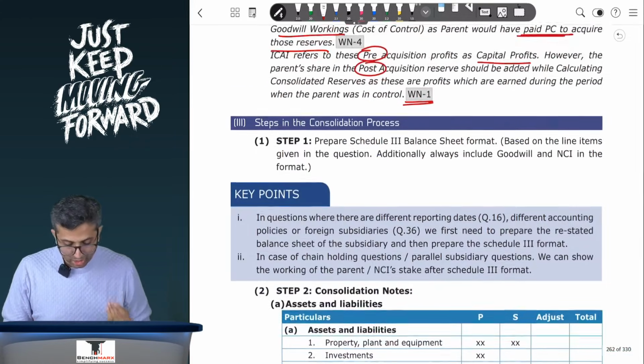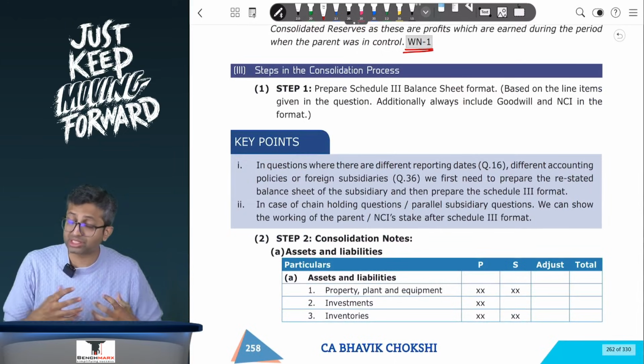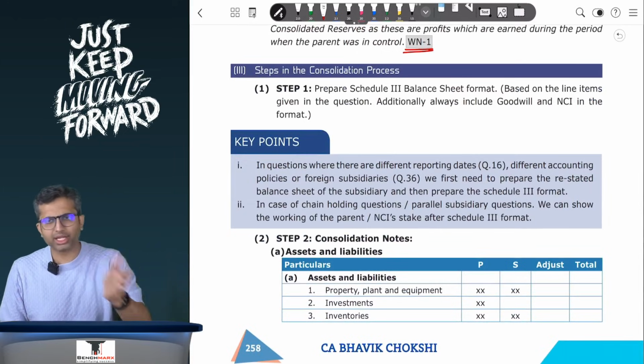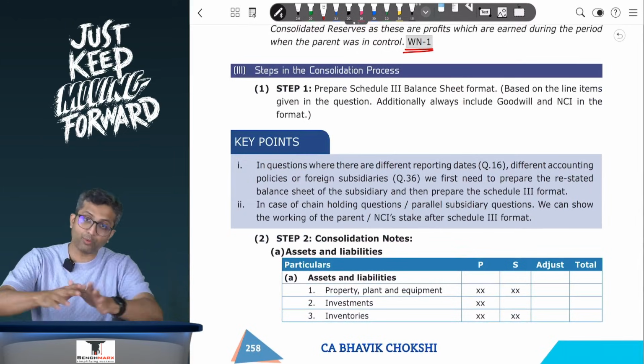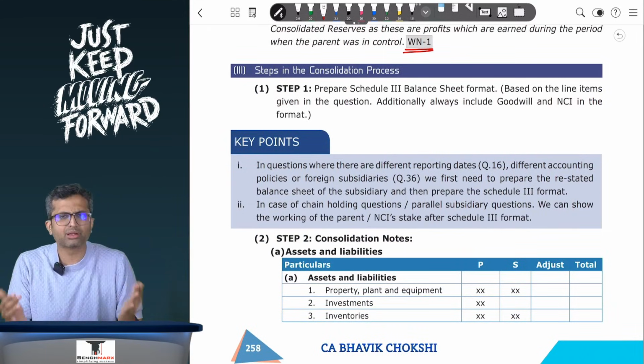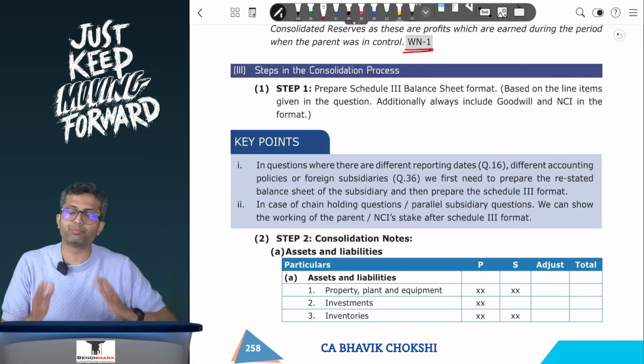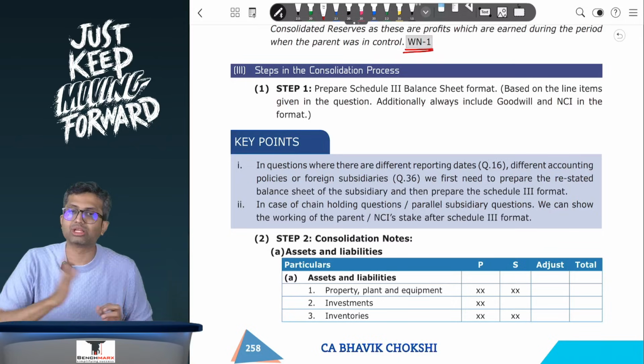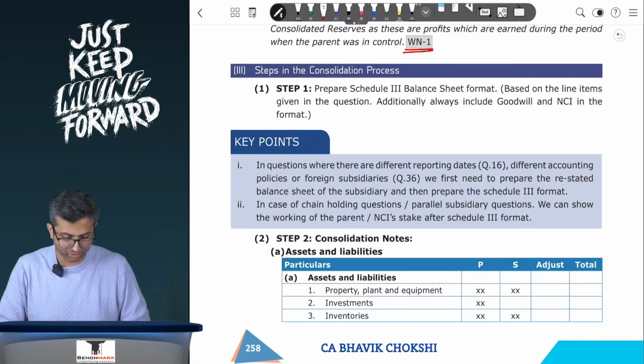Okay, so we will discuss the steps in the consolidation process. These are the steps that I follow. Again, different professors have different ways of solving. All of them will give you the same goodwill, the same capital reserve, the same consolidated balance sheet, but it is preferable if you stick to one set of steps which can really help you in doing that multiple times.